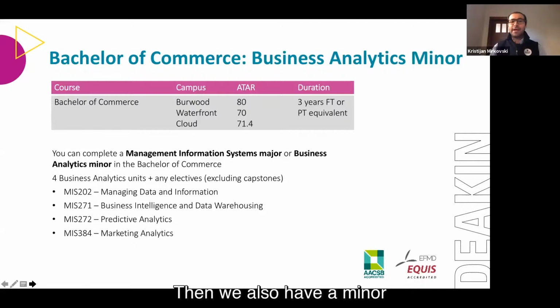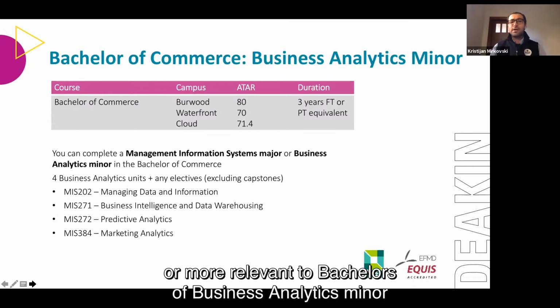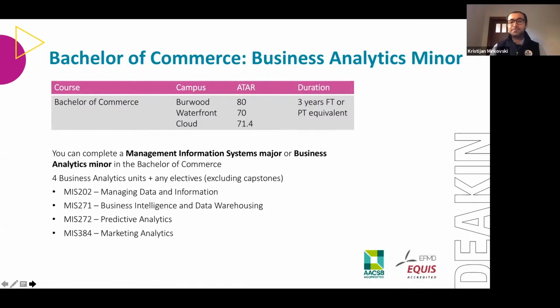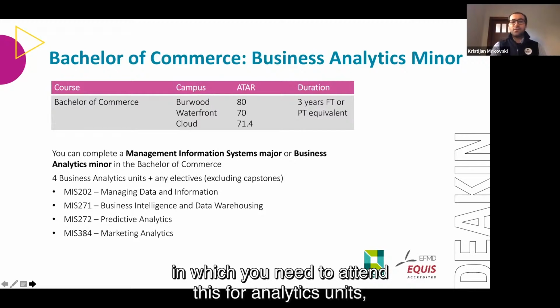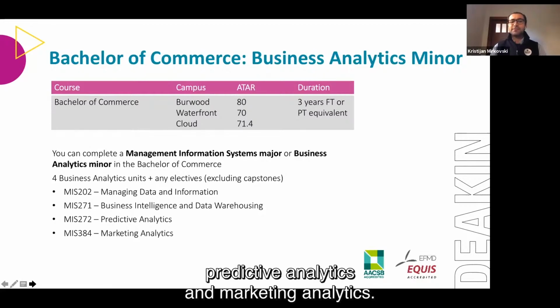Then we also have a minor for the Bachelor's of Commerce, in which you can do a MIS or Management of Information Systems major, or, more relevant to Bachelor's of Business Analytics, a Business Analytics minor, in which you need to attend four analytics units, which are managing data and information, business intelligence and data warehousing, predictive analytics, and marketing analytics.